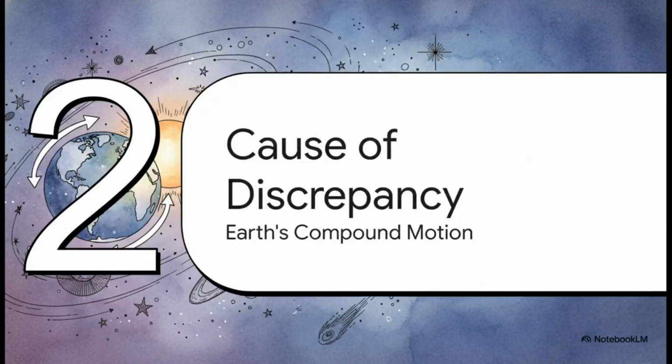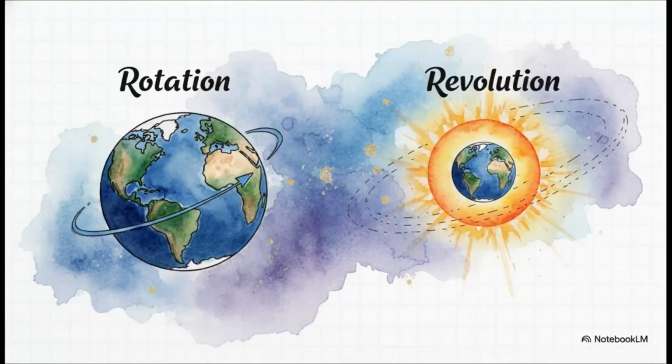So the big question is, why? Why are these two days different lengths at all? Well, the secret isn't just one motion, but two distinct movements of the Earth that are happening at the exact same time. First, you've got rotation. Picture the Earth spinning like a top on its axis. That's what gives us day and night. But at the same time, there's revolution. Imagine the Earth gliding along a massive track around the sun. That's what gives us a year. The absolute key here is to remember that as our planet is spinning, it's also constantly moving forward in its orbit. That compound motion changes everything.